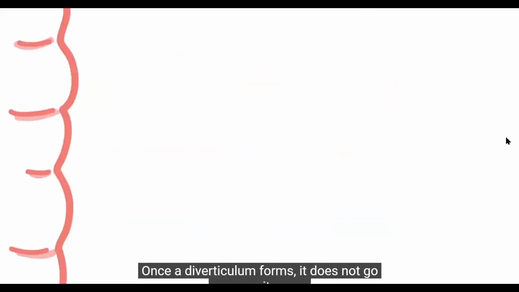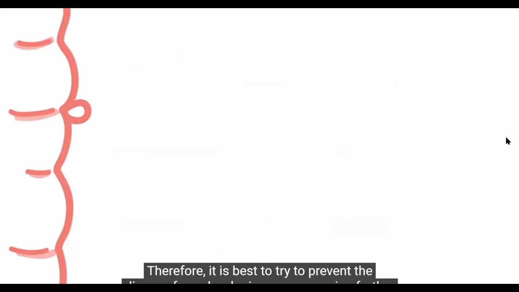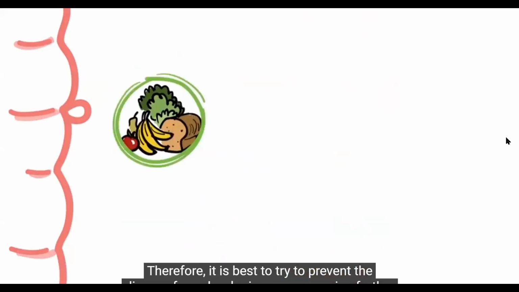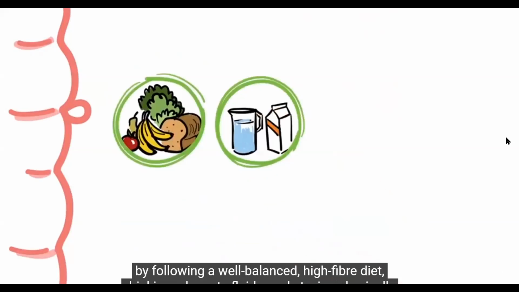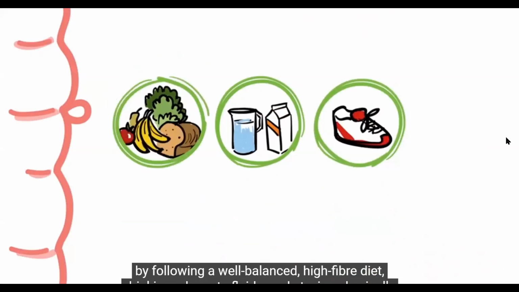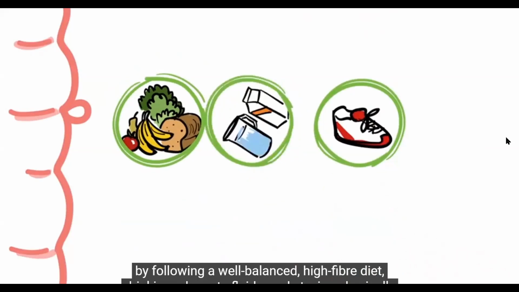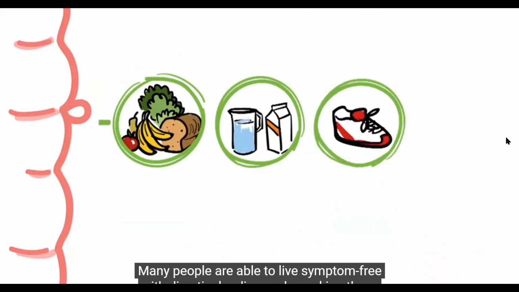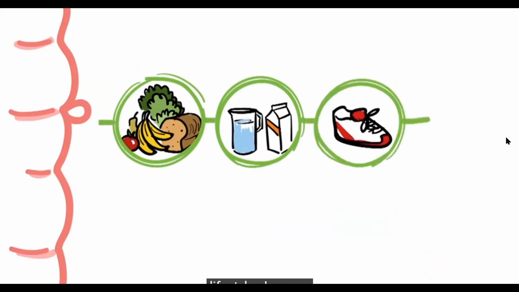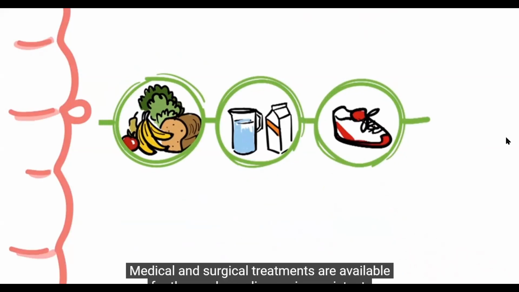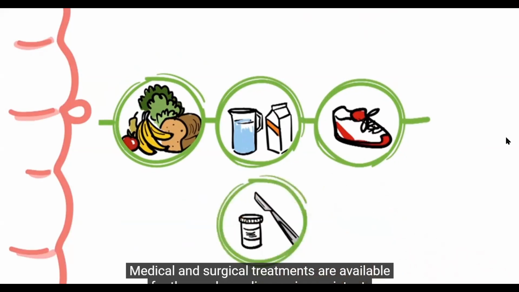Once a diverticulum forms, it does not go away on its own. Therefore, it is best to try to prevent the disease from developing or progressing further by following a well-balanced, high-fiber diet, drinking adequate fluids, and staying physically active. Many people are able to live symptom-free with diverticular disease by making these lifestyle changes. Medical and surgical treatments are available for those whose disease is persistent.